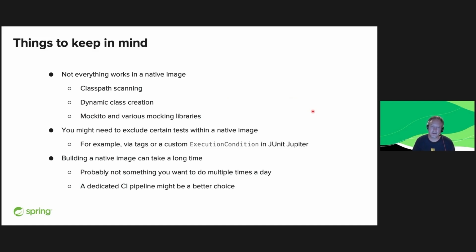And last but not least, building a native image can take quite a long time. So maybe your build takes 3 minutes normally, and maybe your native image build takes 10 minutes or 15 minutes or 30 minutes, who knows? It could take quite a long time. That does improve over time as GraalVM gets better and the compilation gets faster, but it is something to keep in mind, and it's probably not something that you want to do multiple times a day, definitely not hundreds of times a day. And so you might want to have a dedicated CI pipeline to run your native image tests, maybe in a nightly build or something like that.